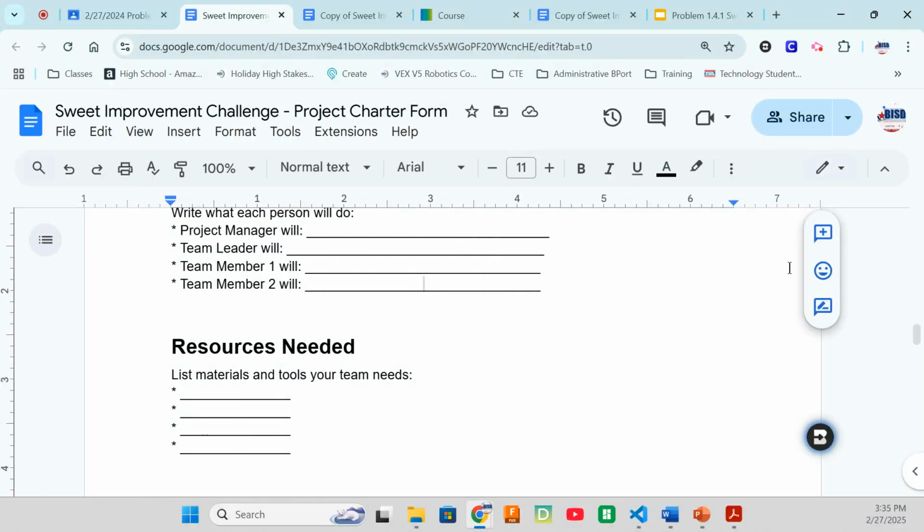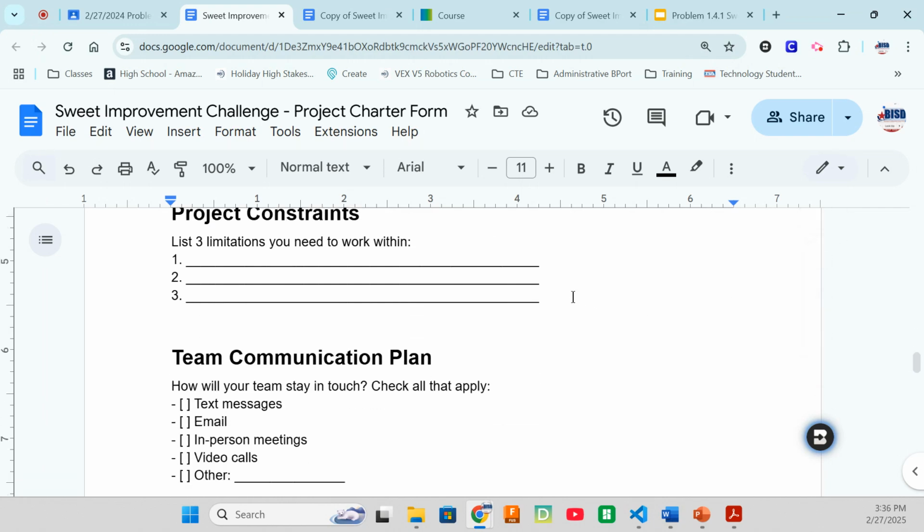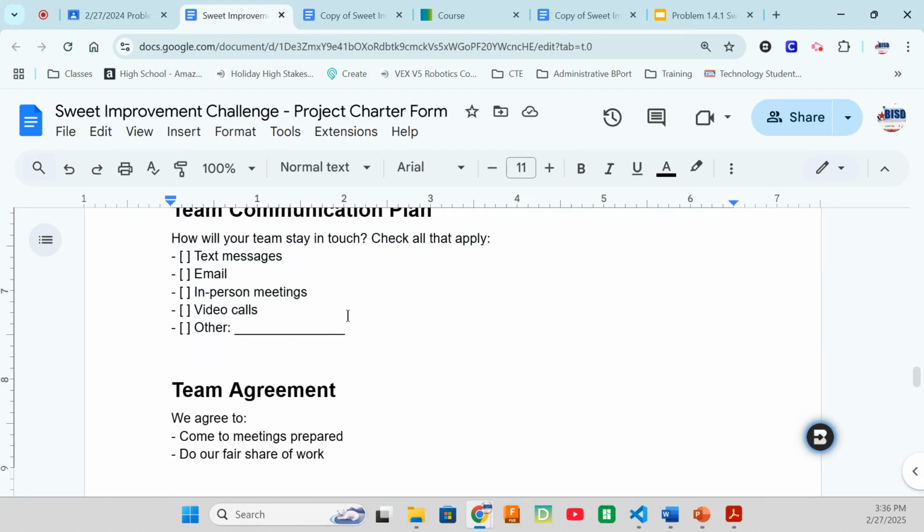Resources needed. Think about some resources that you may need and include them in this area. Discuss your constraints, any limitations you may have in completing this project. So we've already talked about constraints previously and on the last project that we completed. How are you and your team members going to communicate? So include that here. If you have other means of communication, you can add it to this list.